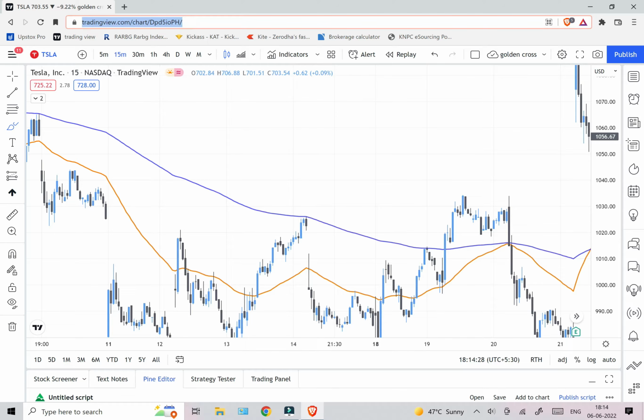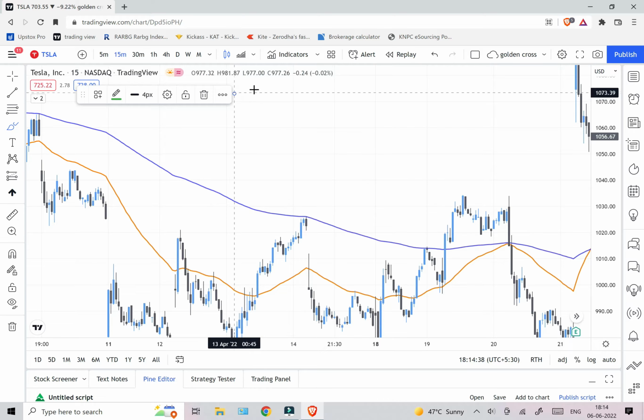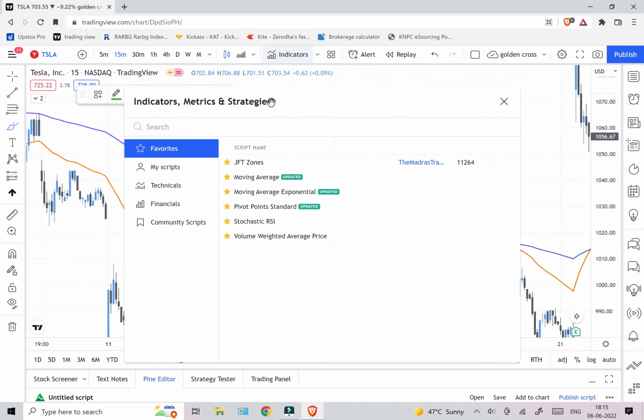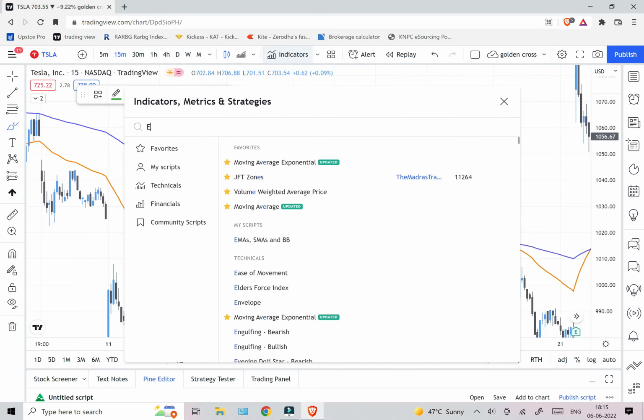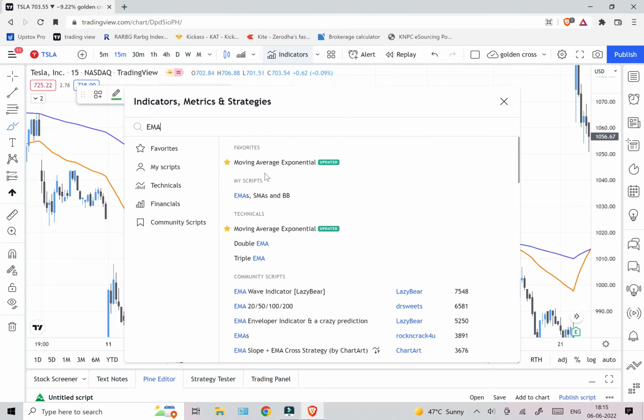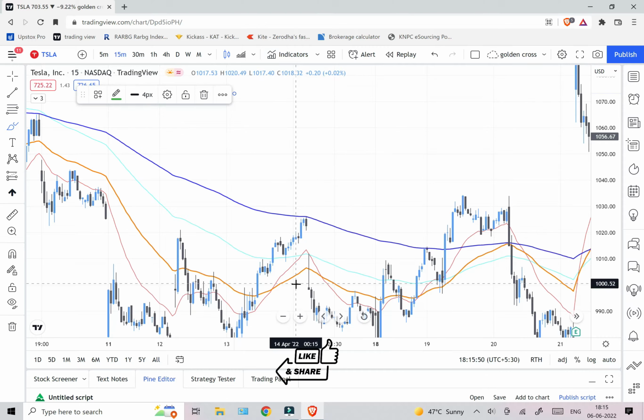Go to tradingview.com. Once you are on tradingview.com and you have selected the stock to trade, go to 15 minutes time frame. After this, come to indicators, click on it and type EMA. Over here, EMA 20, 50, 100 and 200. Click on it. The indicators will appear in front of you.